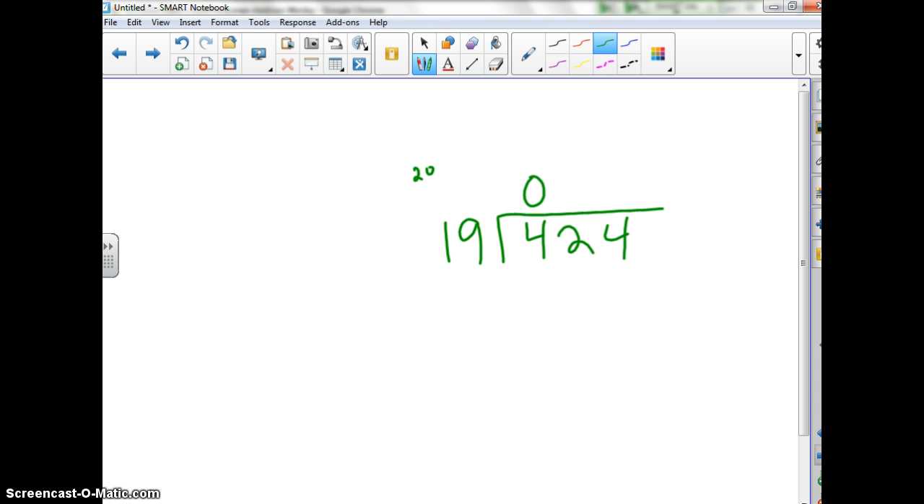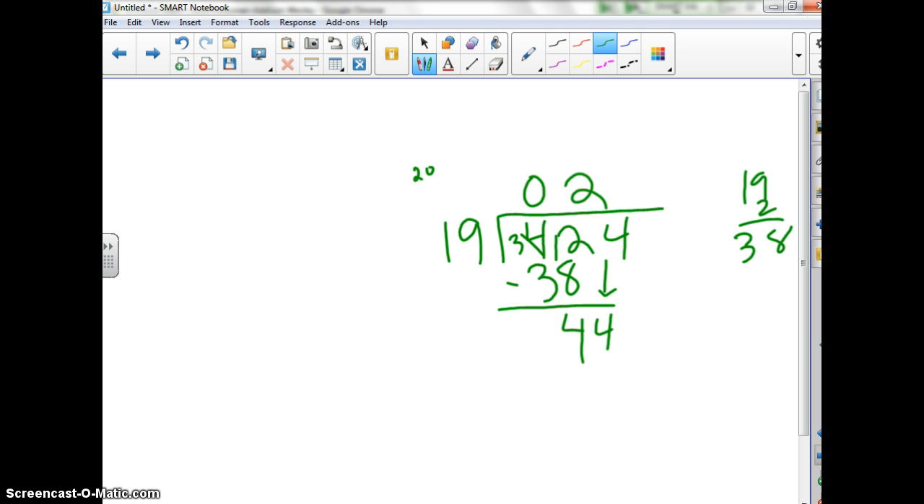So if it helps you to write it over here, you can do that. But please don't use it to multiply. Just use it as a guide. How many 19s go into 42? 2. 19 times 2 is 38. How many 19s go into 44? Again, 2. 14 minus 8. There it is.